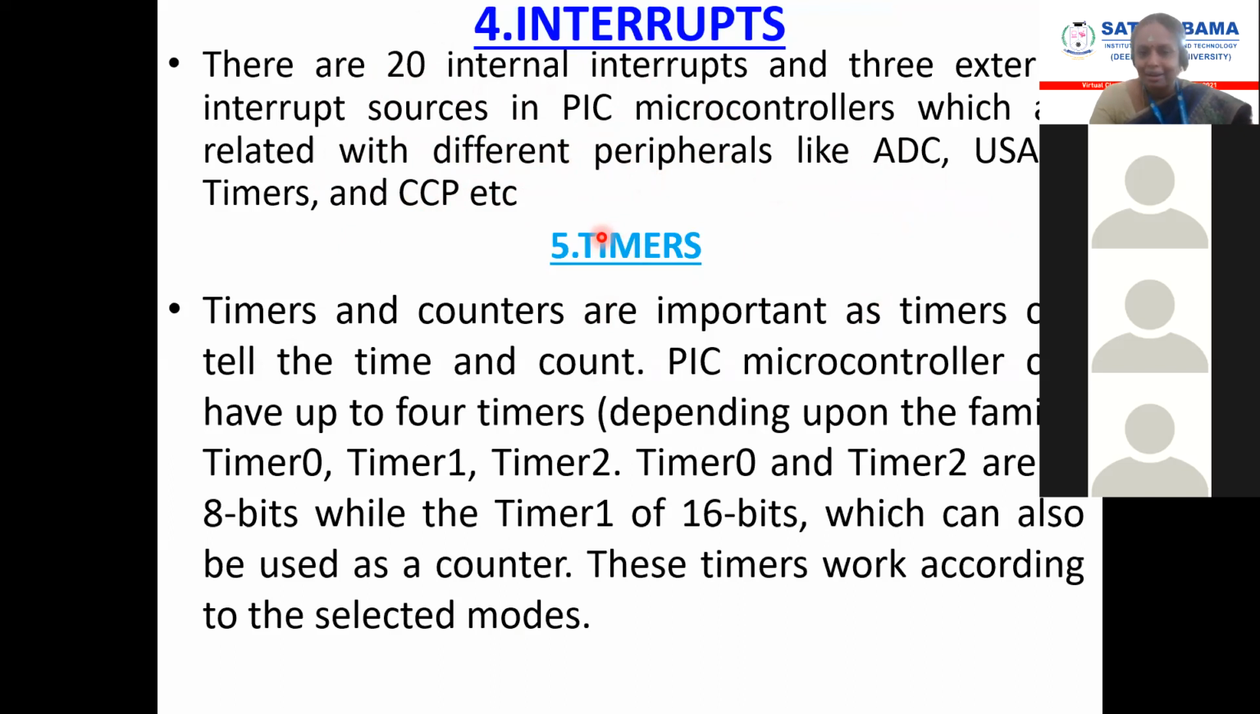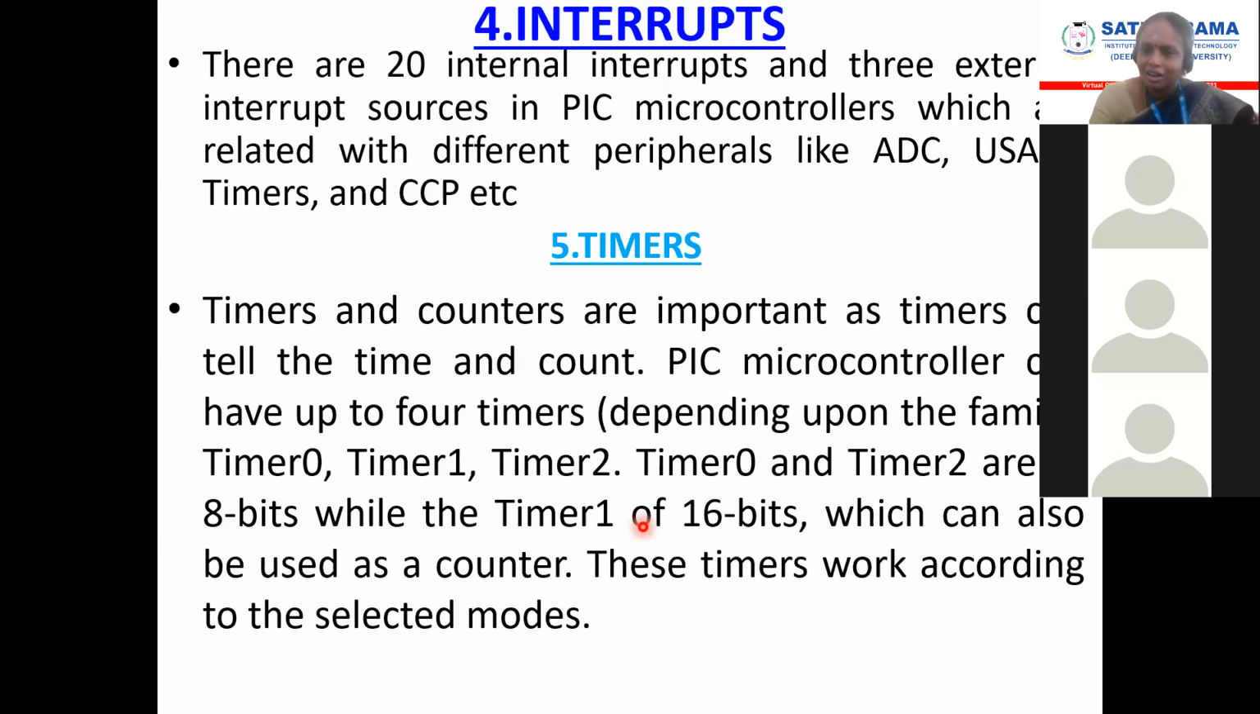Then timers. Now we will enter into the timers. How many timers have we studied in the 8051? Two, ma'am, very good. Two timers are there, and they are 16-bit timers. But here, how many timers are there? Three, ma'am. Very good: Timer 0, Timer 1, Timer 2. Here, Timer 0 and Timer 2 are 8 bits, and Timer 1 is 16 bit.